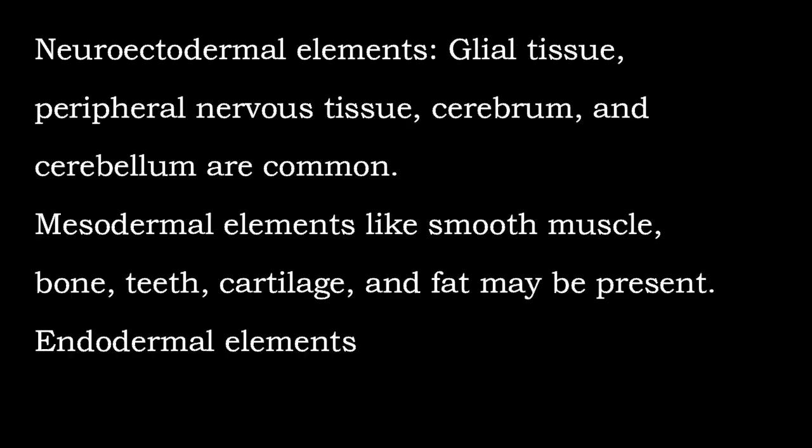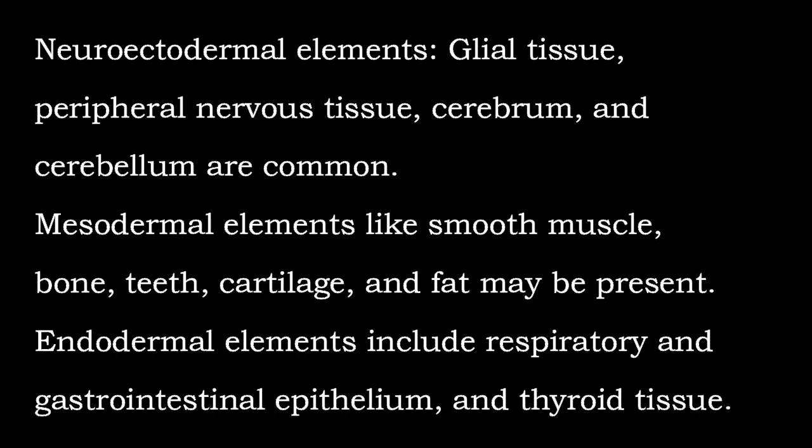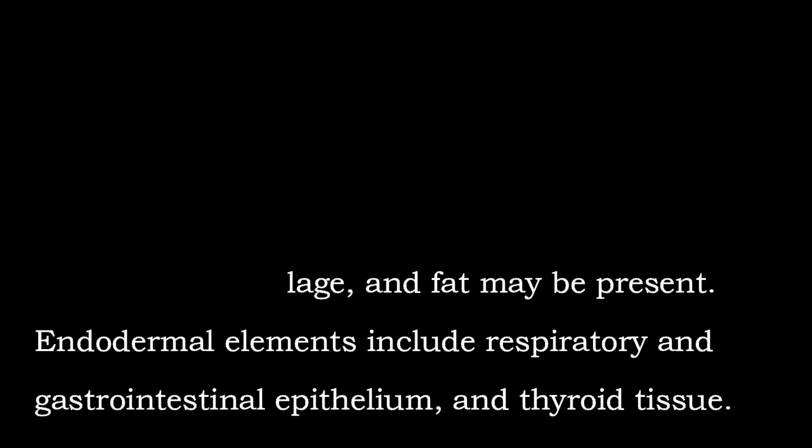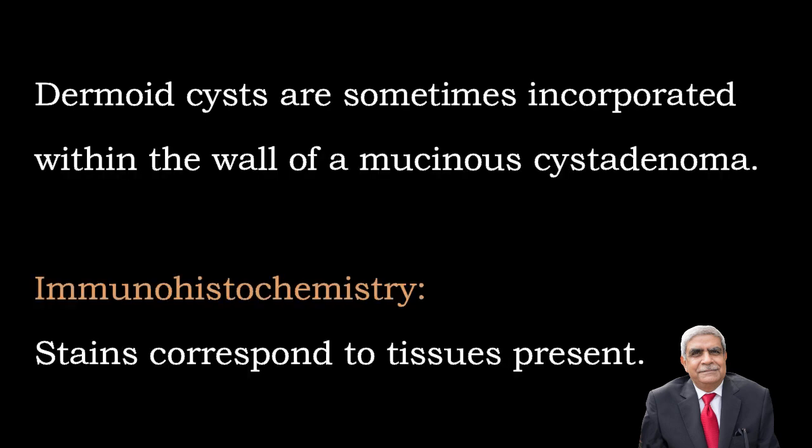Neuroectodermal elements are composed of glial tissue, peripheral nervous tissue, cerebrum and cerebellum. Mesodermal elements like smooth muscle, bone, teeth, cartilage and fat may be present. Endodermal tissue includes respiratory and gastrointestinal epithelium along with thyroid tissue. Dermoid cysts are sometimes present within the wall of a mucinous cystadenoma. Immunohistochemistry is not very significant and corresponds to the tissues which are present.